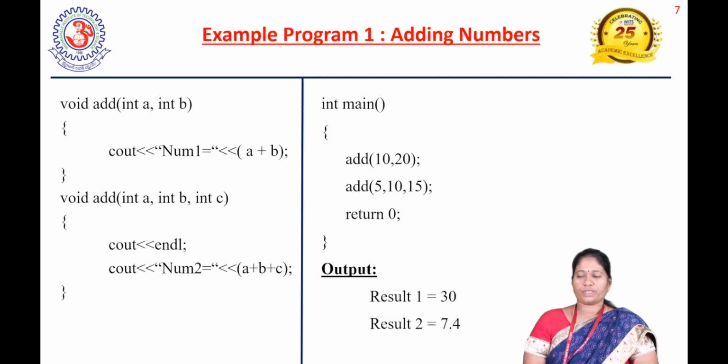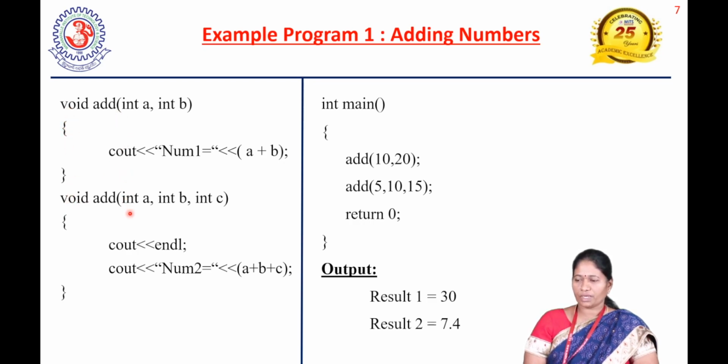Now I'm going to discuss the function overloading concept with the help of this program. This program is mainly used for adding two numbers. Look at this first one. We have a function called add. Here I have two functions with the same name. The return type is also the same, void, in both.